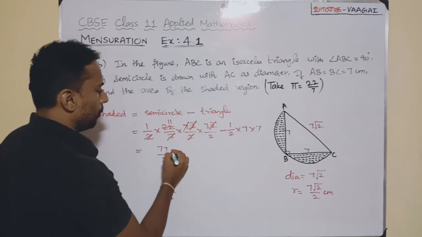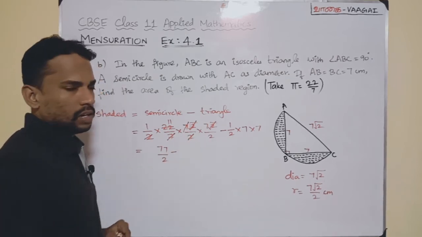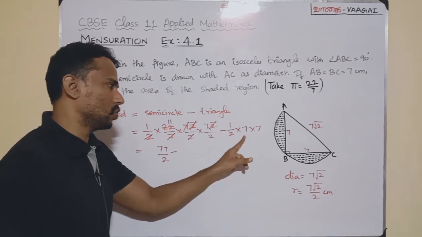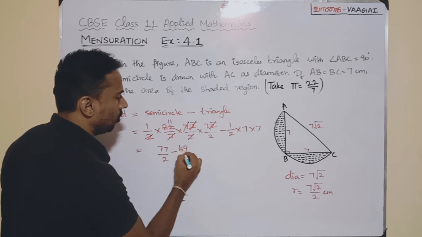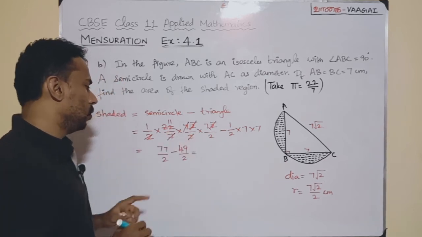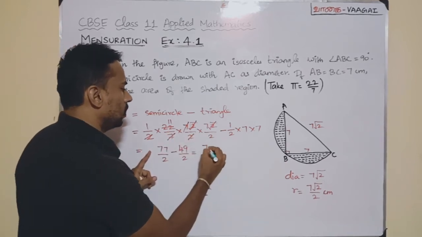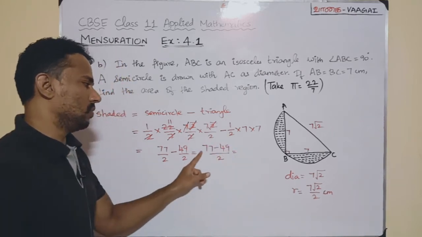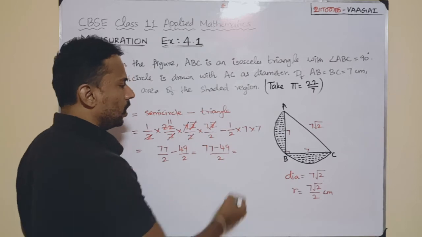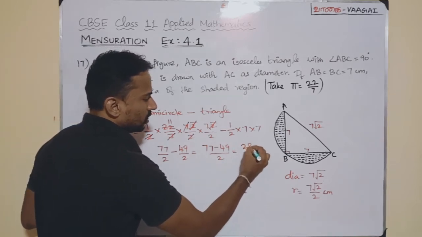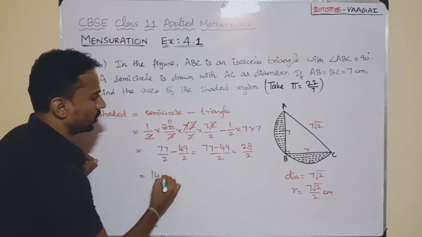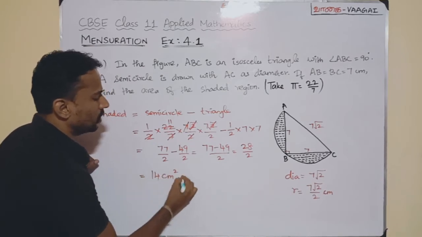Minus. Now coming here what I have, half of 7 into 7. I cannot cancel any numbers here. So 7 7s are 49. So 49 by 2. Now all I can do is 77 minus 49 whole divided by 2. So this will give you how much? 77 minus 49 will be 28, right? So 28 by 2. So 28 by 2 will be 14. So 14 centimeter square will be the answer.